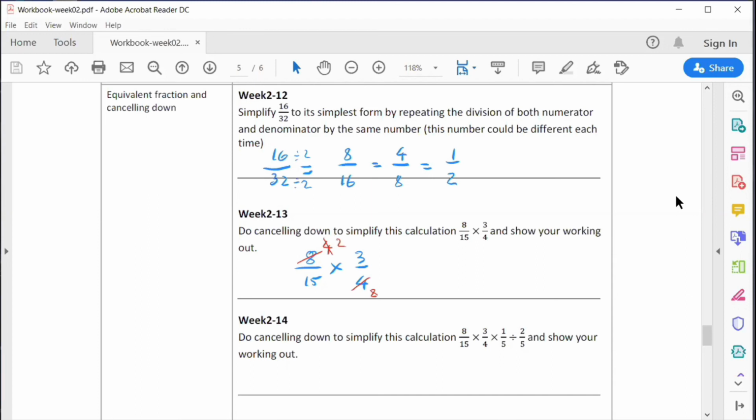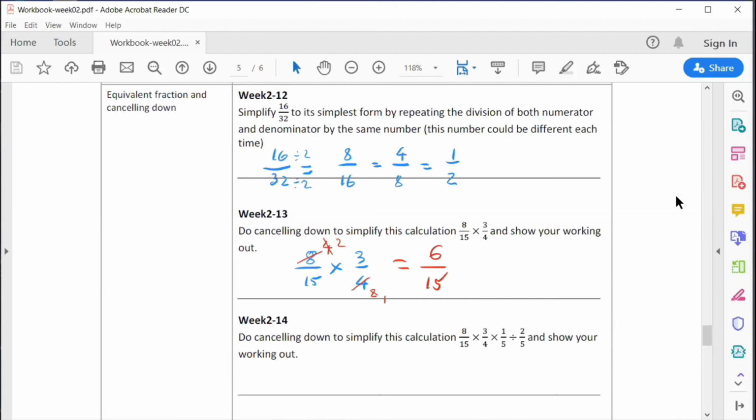2, and you got a 1 there. That's it. So that equals 6 over 15. Is that right? Yep, that's 6 over 15.